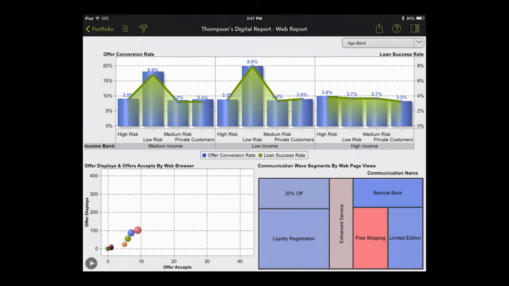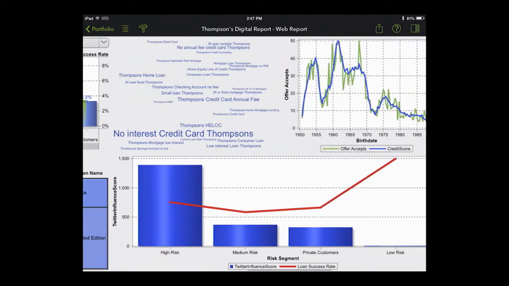Well, she knows that she has some very important information here, and that is that she has low income and medium income segments that have very high offer conversion rates. And namely within those low and medium income segments, people with a low risk calculation are the folks that convert on offers most frequently. So that's who she wants to market to.